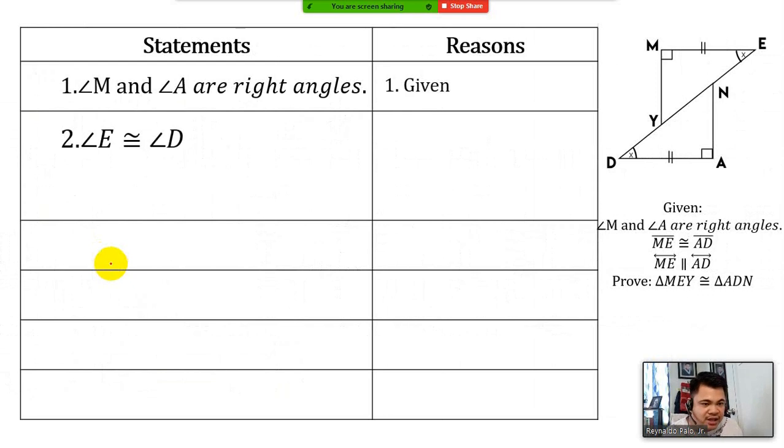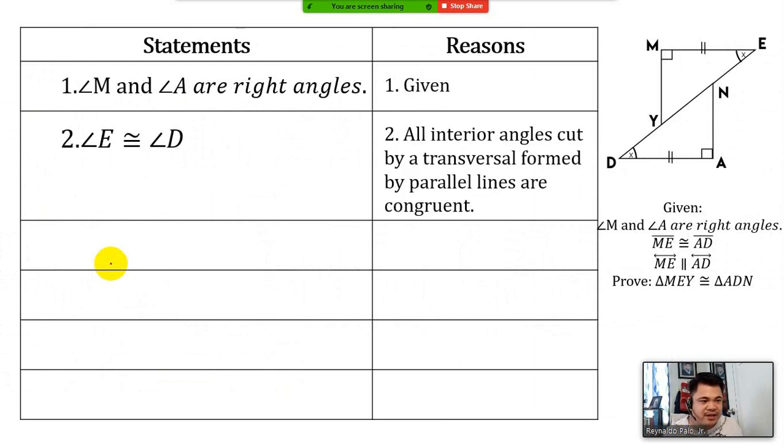Then angle E is congruent to angle D. So that's the first angle that we can actually use. Then we need S, we need A, because all interior angles cut by a transversal formed by parallel lines are congruent. So as you can see in the postulates that I have presented, these are what we call alternate interior angles.